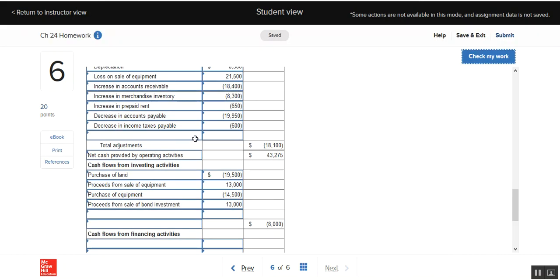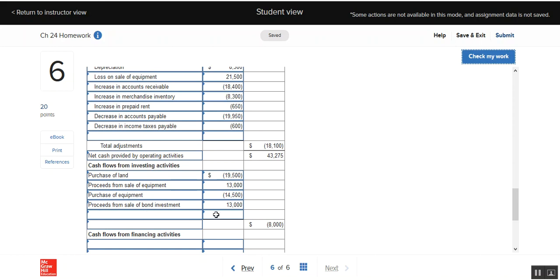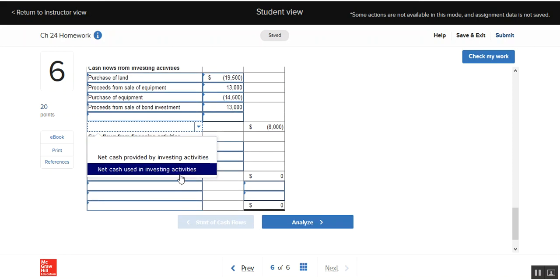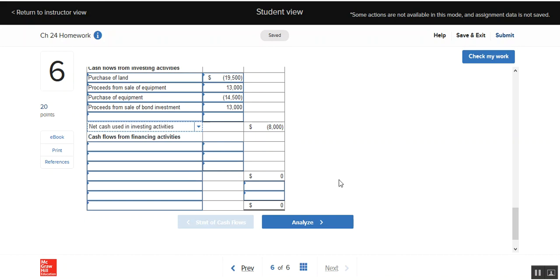And you'll notice there's a blank line in that operating activity. There's also one in the investing activities. We have a subtotal here. That is a minus. It means we've paid out more in actual cash from our investments than we actually brought in from our investments. So that is net cash used in investing activities. And that second part is finished.